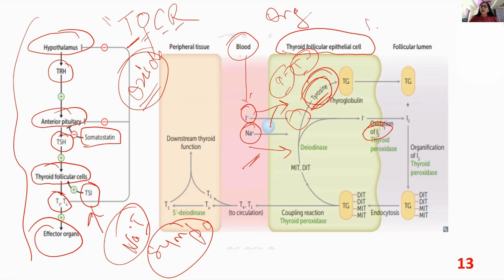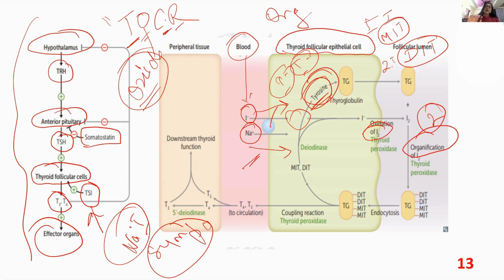One molecule of iodine with tyrosine forms monoiodotyrosine. Two molecules of iodine combining with tyrosine form diiodotyrosine. That is organification of iodine, the second step. After organification of iodine, what is next? I am too old, can't recall: C for coupling.